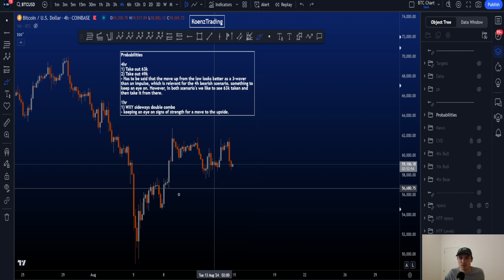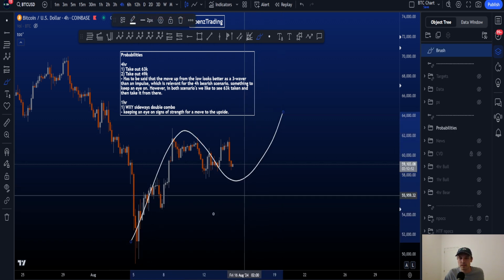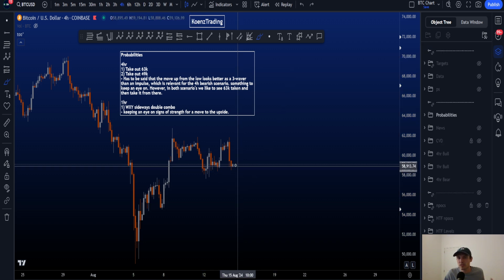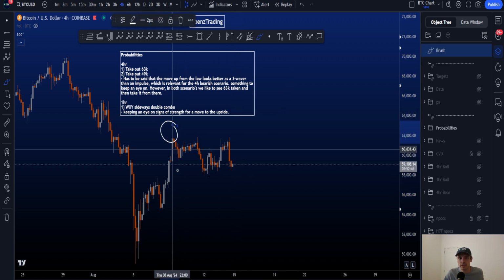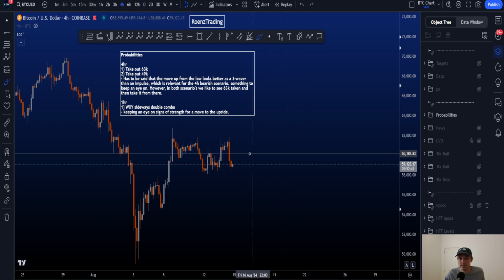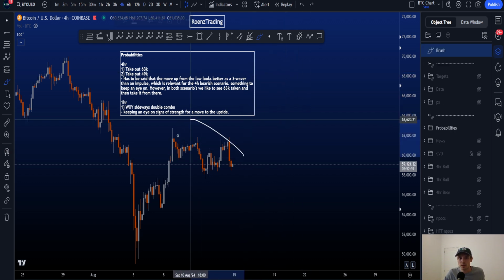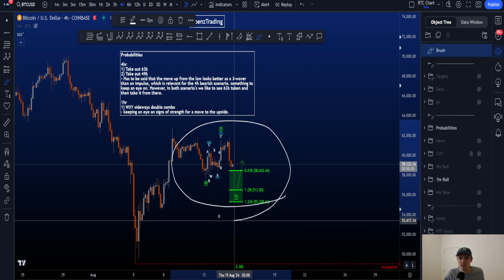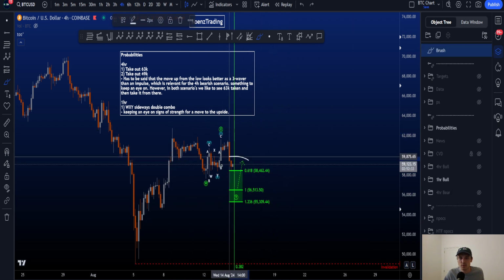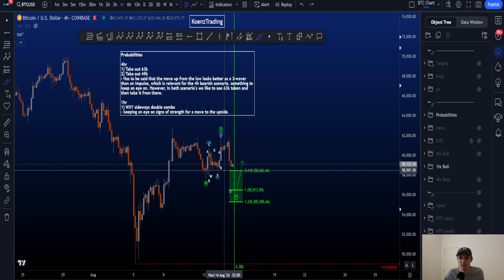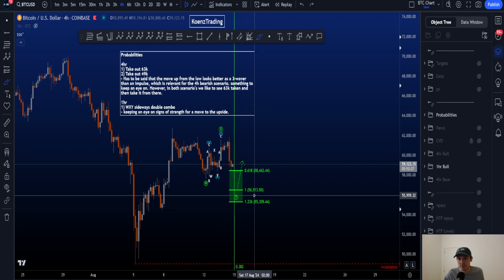However, in both scenarios, both the WXY as well as a more impulse ABC or 1, 2, 3, we are still looking for 63K to be taken, and then we can take it from there once we hit some resistance. On the 1-hour time frame, locally over here, a WXY is currently the highest probability scenario, and therefore we have to keep an eye on signs of strength locally here for a move back towards the upside.